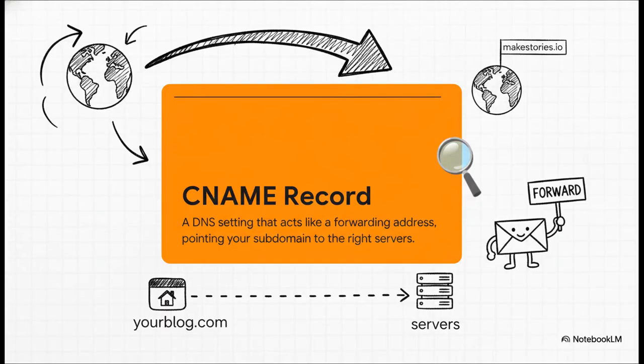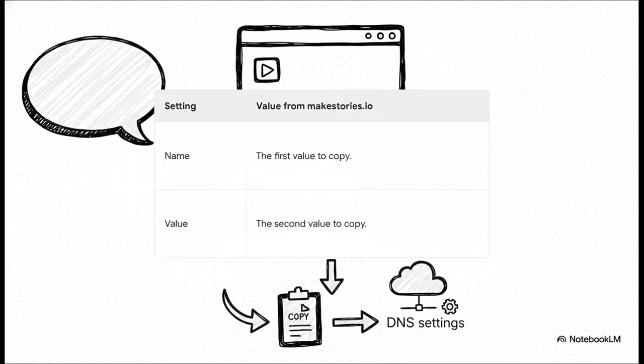Okay, now for the one technical sounding term, the CNAME record. Don't let the name freak you out. All it is is a simple setting that's basically a forwarding address. It just tells the internet, hey, anyone who's looking for stories.yourblog.com, send them over to the MakeStories.io servers. Simple as that. And this is where MakeStories.io is awesome. It just gives you 2 things to copy, a name and a value. All you have to do is go to wherever you bought your domain, find the DNS settings, and just paste these 2 values in. That's literally it.